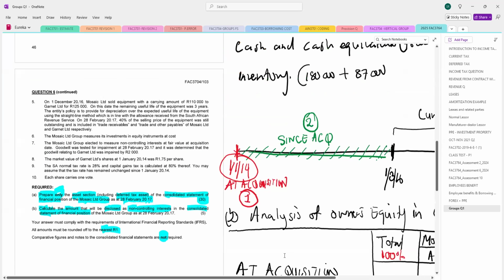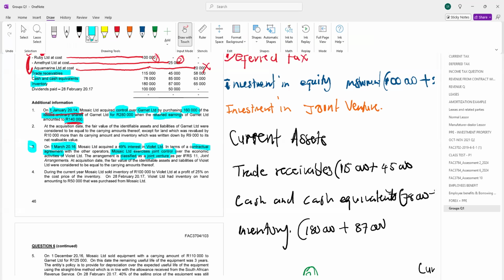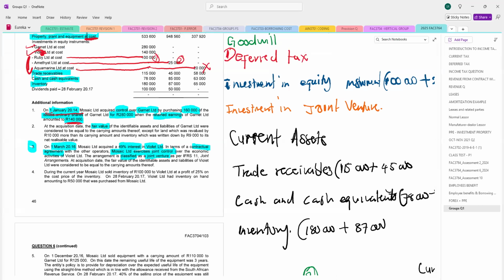No other item. So I looked at number 1. I'm going to look at number 2. Number 2 says, at acquisition date, the fair value of the identifiable assets and liability of Garnet Limited were considered to be equal to the carrying amount thereof, except for land, which was valued by 10,000 more than its carrying amount, and inventory, which was written down by 9,000 to its net realizable value.